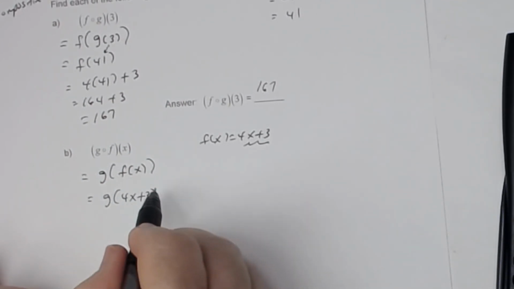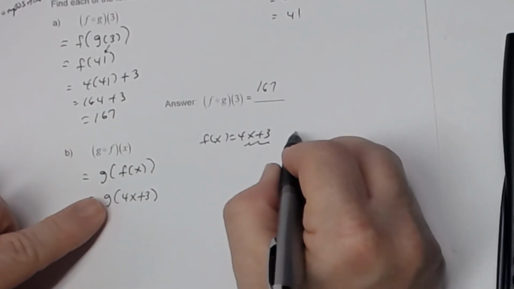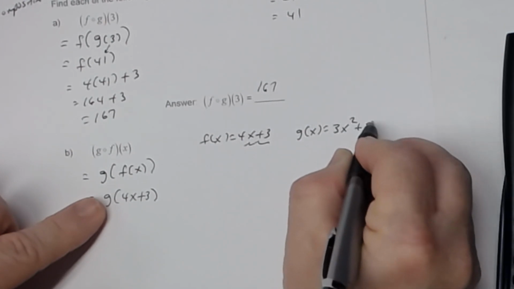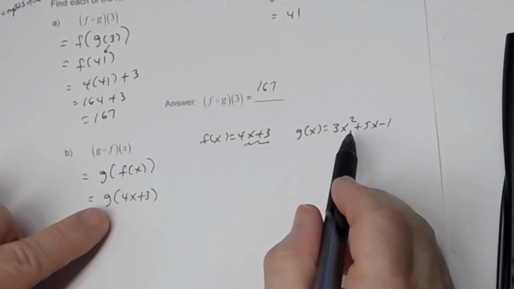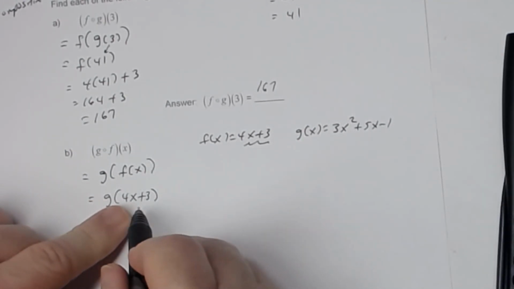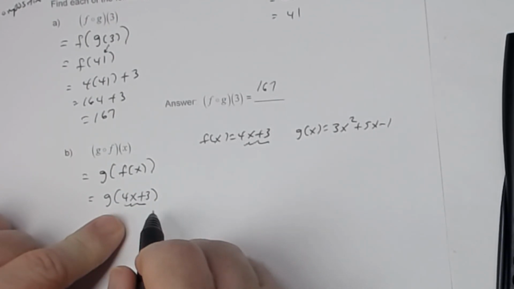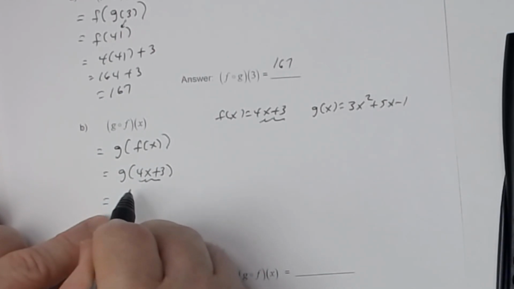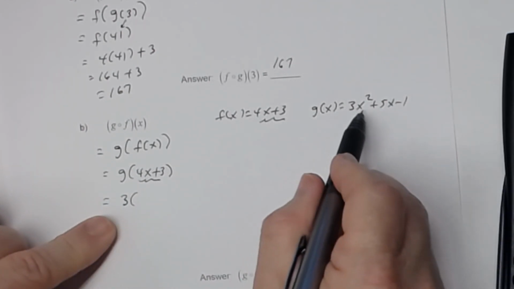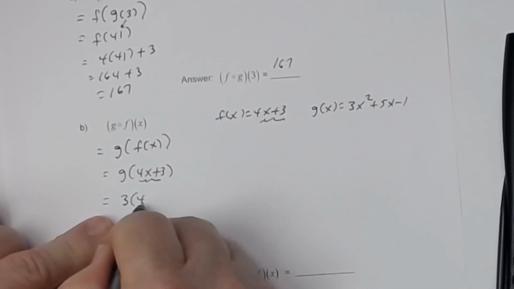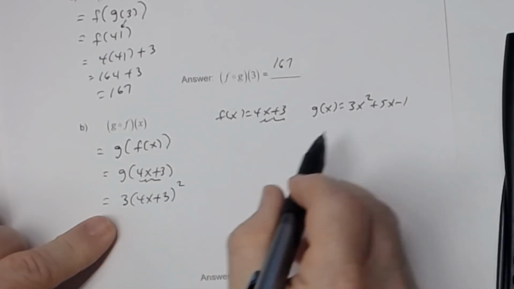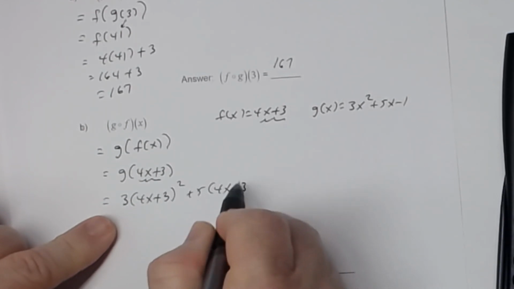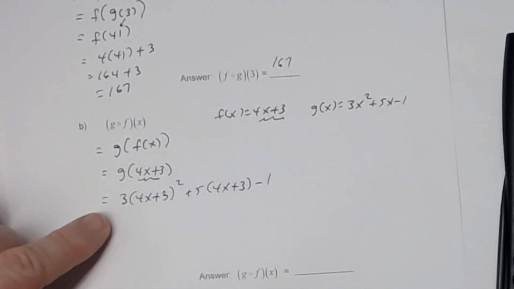So now that means I go to my function g, which is this. g of x is 3x squared plus 5x minus 1. So I go to my function g, and wherever we see the variable x, I'm going to substitute 4x plus 3. So what I needed to see at this point is this. I need to see 3 times, and then in place of x, you substitute 4x plus 3, and I'm squaring that. Then plus 5 times 4x plus 3. And then subtract 1. So that I had to see.